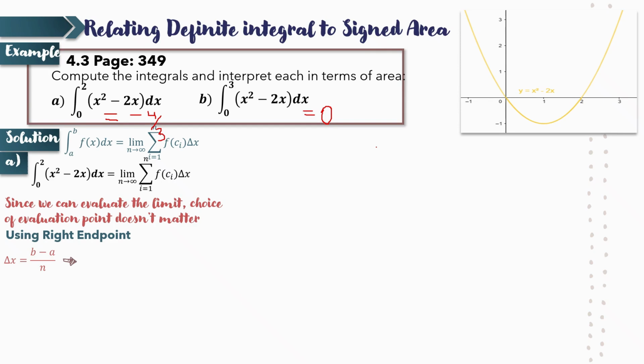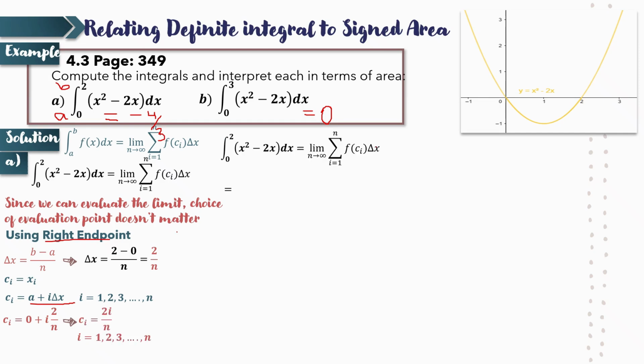So let's move on to finding delta x, which is b minus a by n. First we are doing part A, okay? So A is 0 and B is 2. So B minus A over N resulted in 2 over N. Followed by your CI is A plus I delta X because we are following the right endpoint. Now when you substitute, you will get your value as 2I over N. Let's go back and substitute it over here. F of CI, your new CI is 2I by N, and you will substitute it in x square minus 2x.